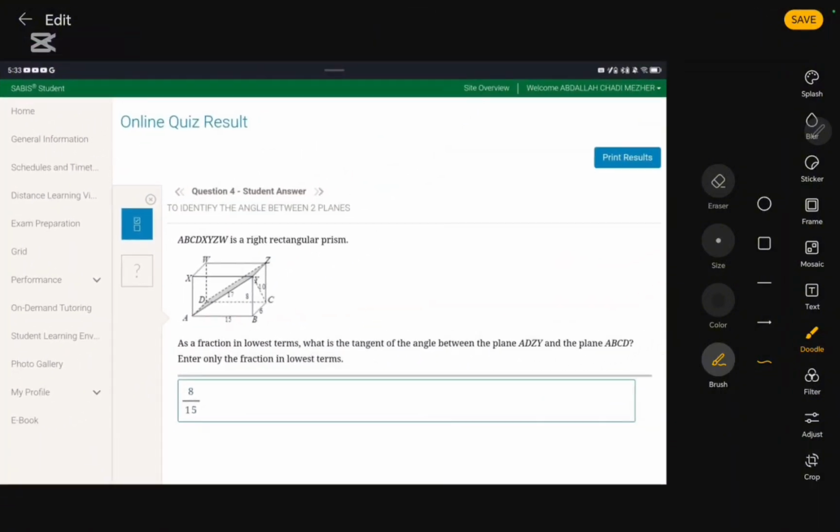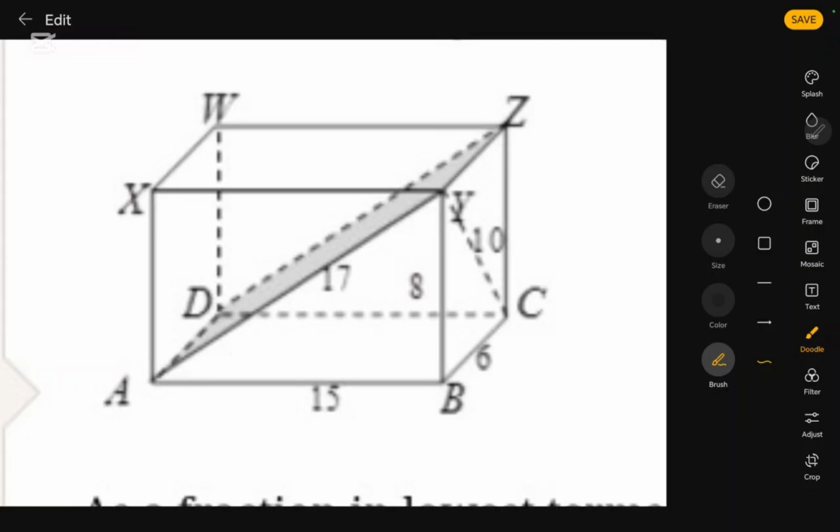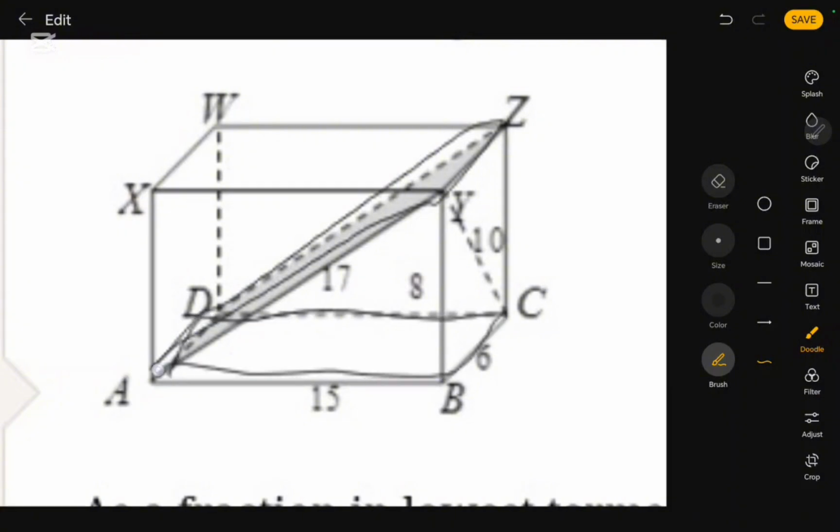Okay, for this one we need to zoom in a bit. Now, wait, let's read first of all. As a fraction in lowest terms, what is the tangent? So tangent we know is opposite over adjacent of the angle between the plane ADZY and the plane ABCD. So ADZY, like this one right here, and the plane ABCD, it's going to be this rectangle down here.